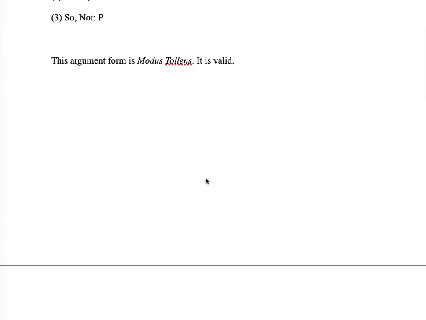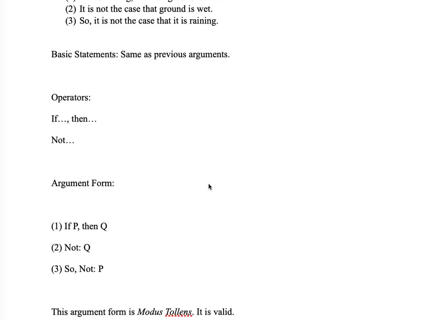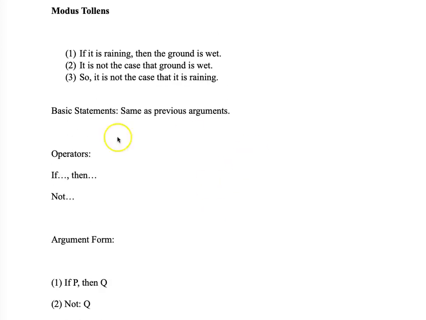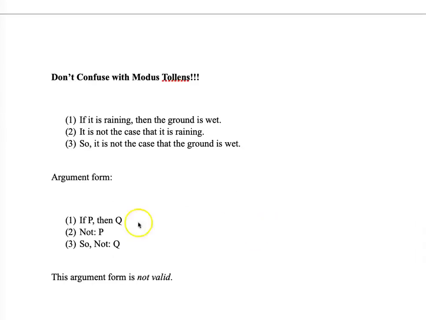Both Chad and modus tollens are going to be on the exam. Make sure you know the difference. Modus tollens always valid. Chad's never valid.